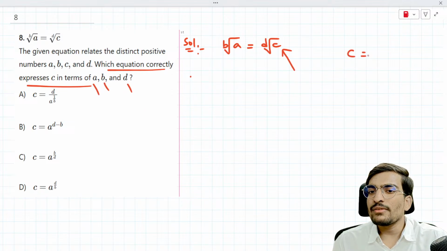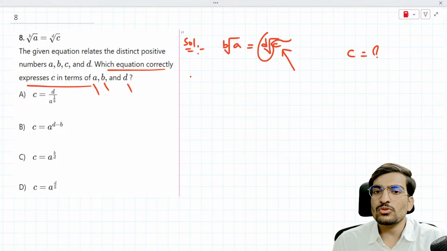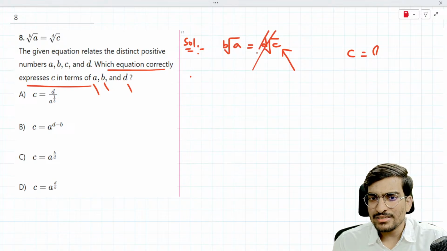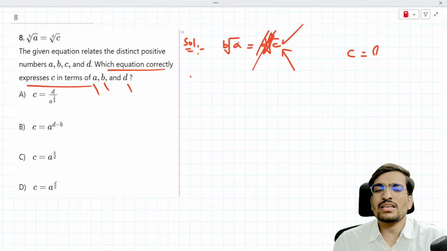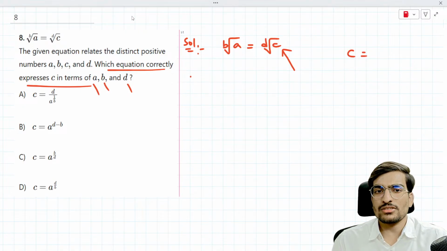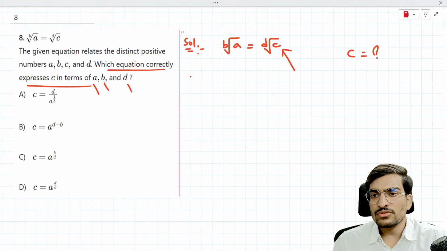We need the value of C in terms of D. So we have to remove this and move it to the other side. Then we get the value of C. We just need it in terms of A, B, D, so definitely we have to send this dth root to the left-hand side. That's how we can find the value of C.